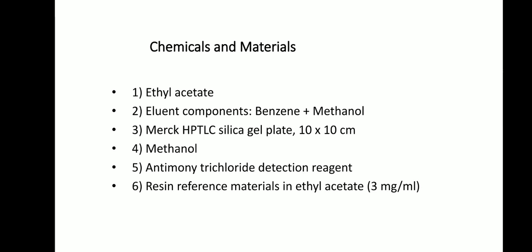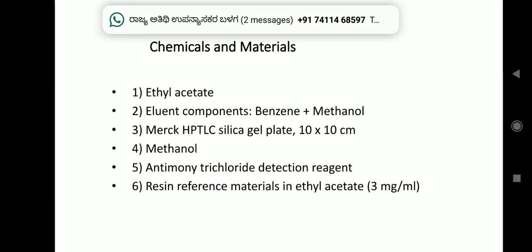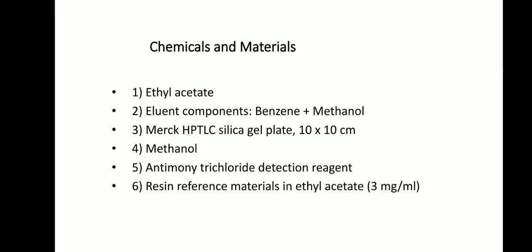Chemicals and materials involved in this analysis. First one, ethyl acetate. Second one, eluent components such as benzene plus methanol. Third one, Merck HPTLC silica gel plate, which is of size 10 by 10 centimeter. Fourth one, methanol. Fifth one, antimony trichloride detection reagent. Sixth one, resin reference materials in ethyl acetate, which is of 3 mg per ml.